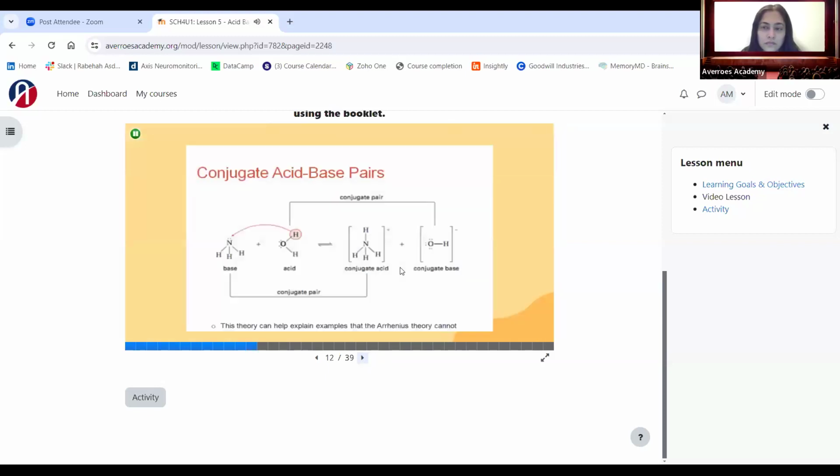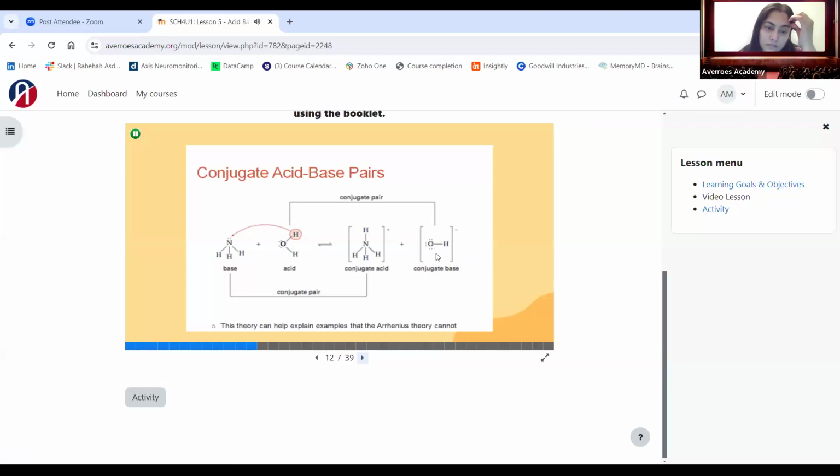And here's another example looking at ammonia, NH3 plus H2O. NH3 is our base, H2O is our acid. And then the conjugate pair, so of ammonia, our NH3 is the base. It is paired with the conjugate acid, which becomes the NH4 plus, right? It gained a proton, so it's the conjugate acid. And then the initial acid, which was the water, which we know is the one that's going to give up that H plus, its conjugate pair is a conjugate base, which then becomes OH minus.